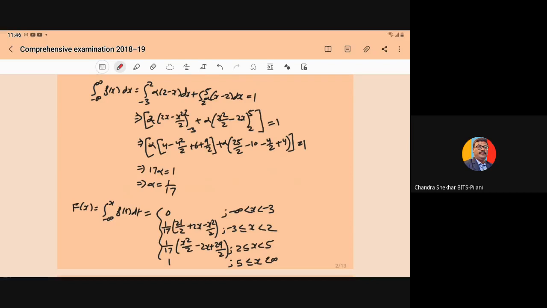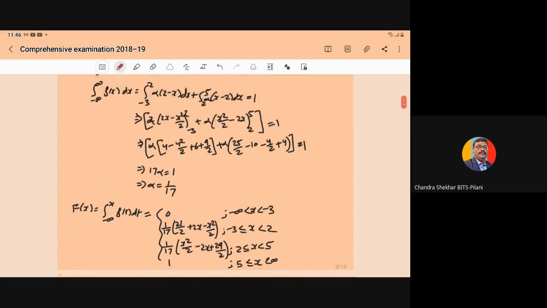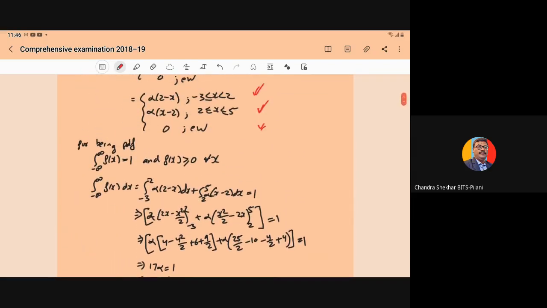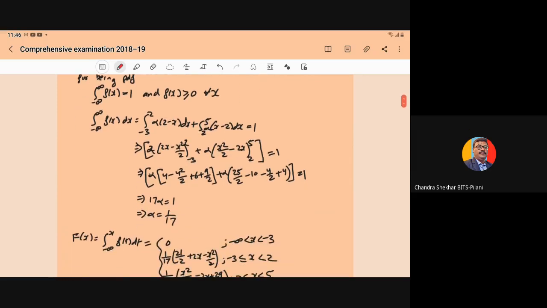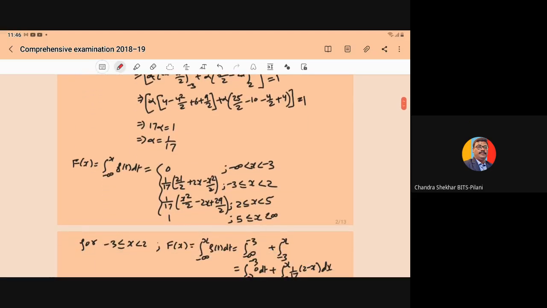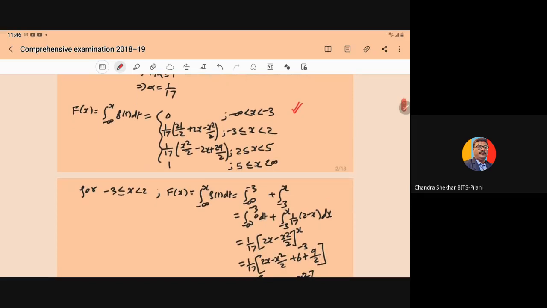So alpha is equal to 1 by 17. When we put alpha in the above PDF, we get a valid PDF because f(x) is non-negative for all values of x. From the given PDF, we can compute the CDF like this. Below, I have demonstrated how to compute the CDF.